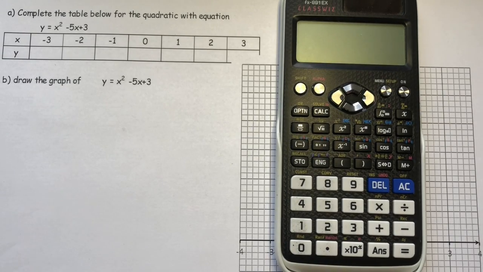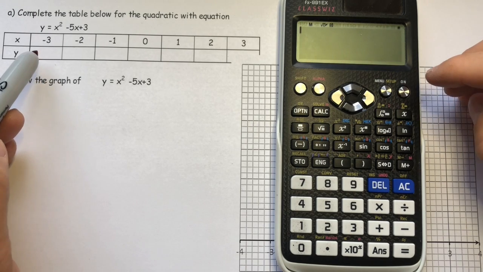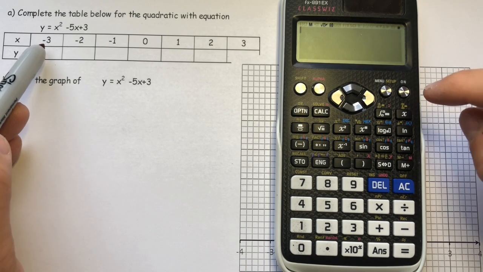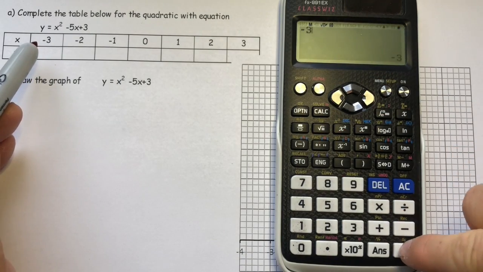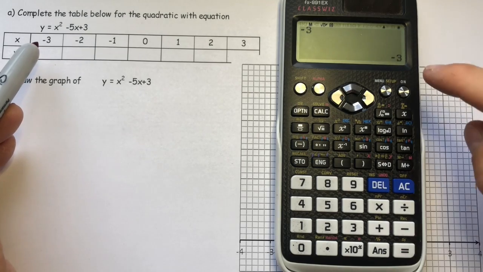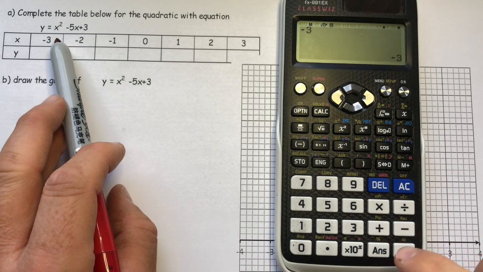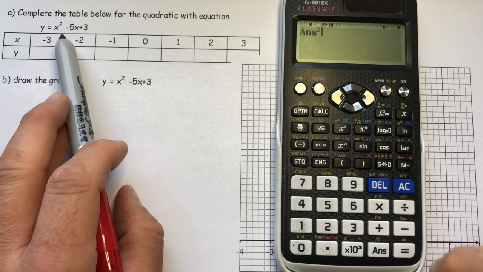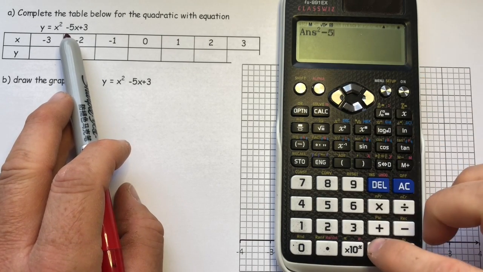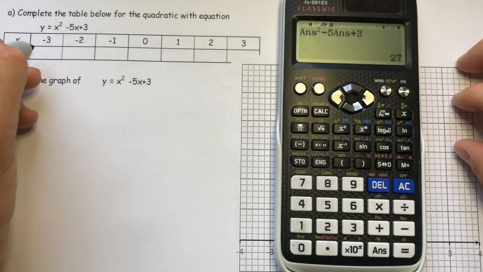Okay, so here's an additional question for drawing a quadratic. If I was to use the calculator to do this quickly, then I'd start with typing in the -3, which means I hit the minus button and the 3 and press equals. That has now stored that -3 into my answer button. So the equation says x squared, so I press answer and the squared button, take 5x plus 3 equals 27 comes up, so that's 27.